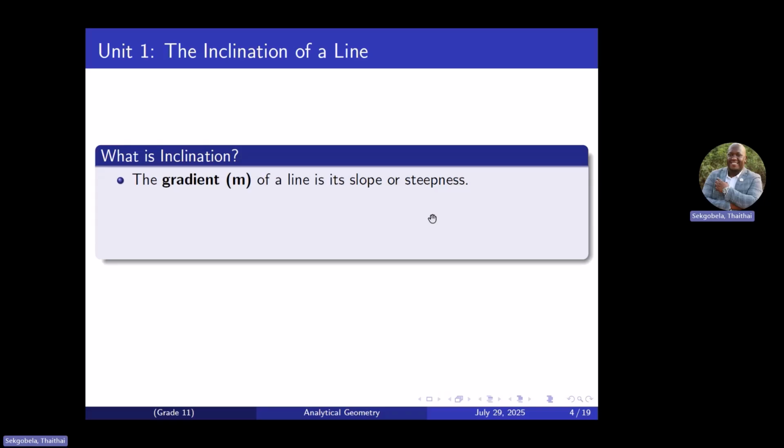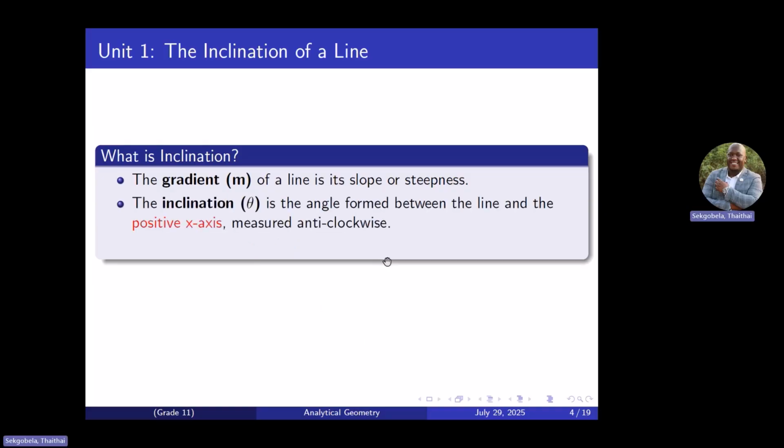So the first part, the question says, what is the inclination? The gradient m of a line is its slope or steepness. So we can have different types of lines. If we have this line, we know that the gradient will be positive. And if we have a line like this, we know that the gradient will be negative. That explains the steepness or slope.